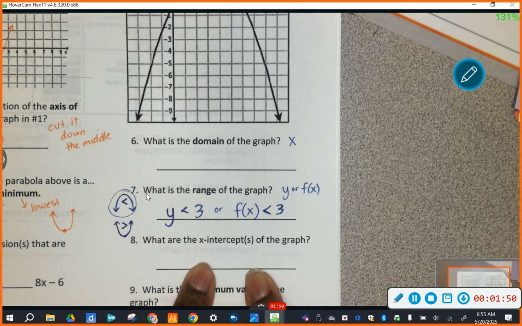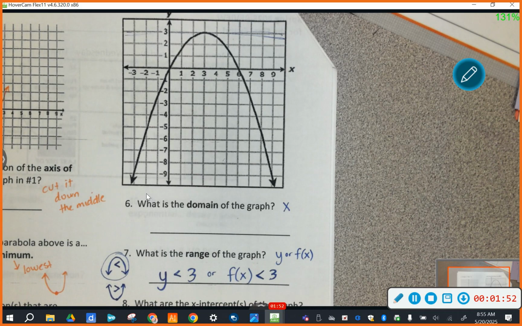Listen. If you need help finding the x-intercepts, that might be an issue here, people.